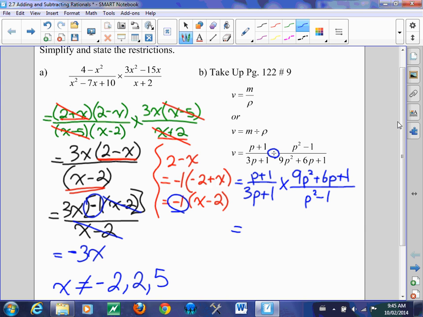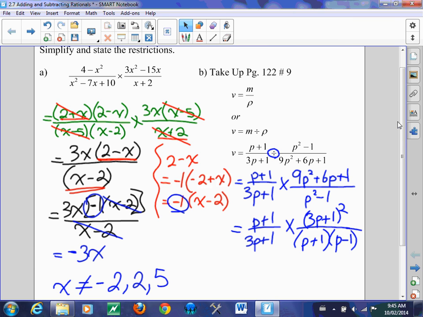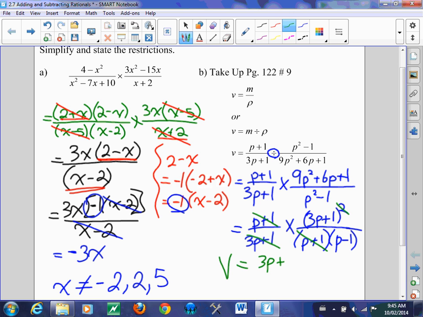All right. And then what we want to do is factor through. So we've got p plus 1 over 3p plus 1 times, do our factoring here. Hopefully you recognize that as a perfect square. So 3p plus 1 squared times p plus 1 times p minus 1. Okay. Taking a look, canceling, canceling, cancel, cancel. What are we left with? V equals 3p plus 1 divided by p minus 1.